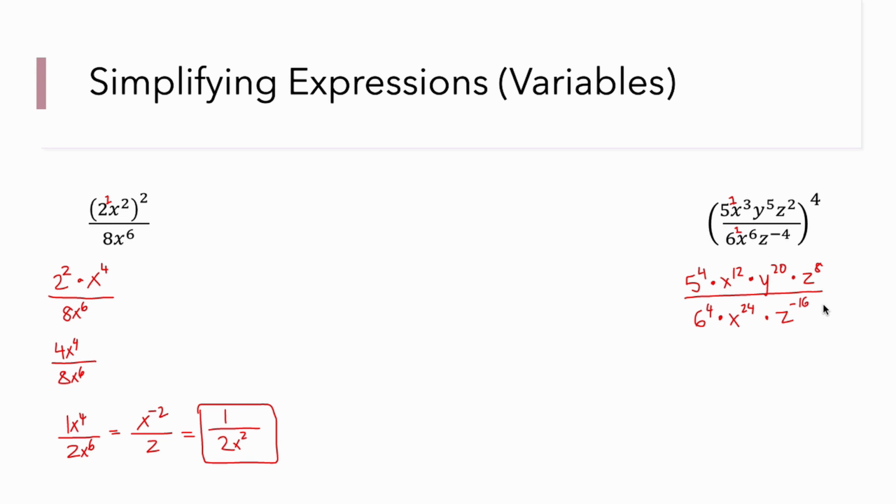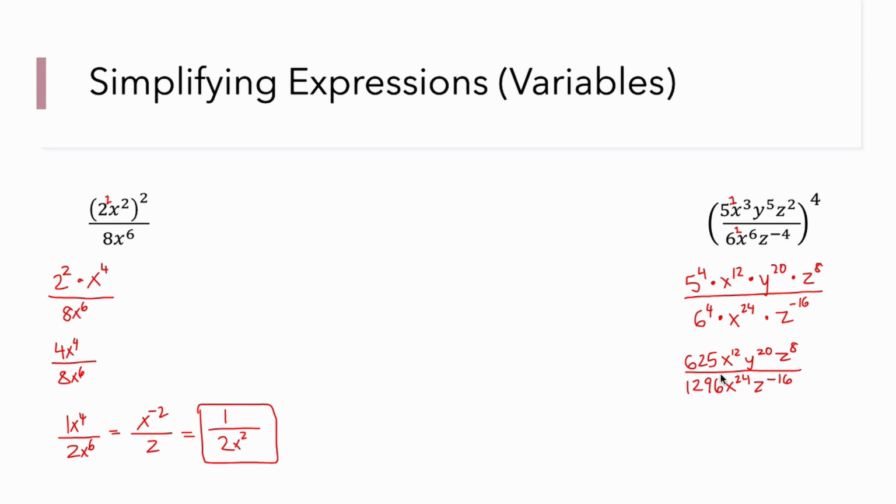And don't forget that negative. The negative is important. Alright, so we have that. Now let's simplify these constants that have been raised to the exponent. 5 to the 4th is equal to 625. And let's just add everything in after that. So x to the 12th, y to the 20th, z to the 8th, over 6 to the 4th is equal to 1296, x to the 24th, z to the negative 16th.